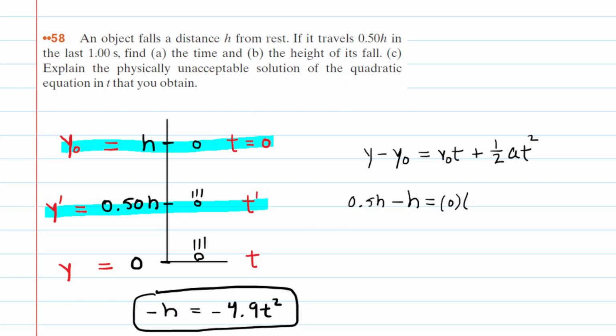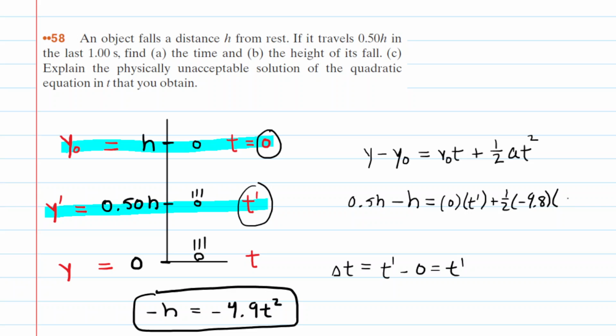And then when we get to the time interval, this time our final time is denoted by t prime, and our initial time is 0. So when it comes to that time interval, which again we can call delta t, we would have the final time of t prime minus the initial time of 0. So that would just equal t prime. So we're going to fill in t prime for the time. And then over here we're going to have plus 1/2 times the negative 9.8, and then times t prime squared.